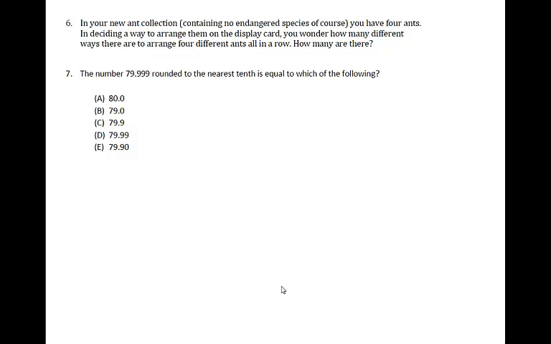In your new ant collection, containing no endangered species, of course, you have 4 ants. In deciding a way to arrange them on the display card, you wonder how many different ways there are to arrange 4 different ants all in a row. So you have 4 and you're arranging them. The only thing that's changing is the order, so in this case, order does matter. This is a permutation. We have 4 and we're selecting all 4, and this is going to be 24.